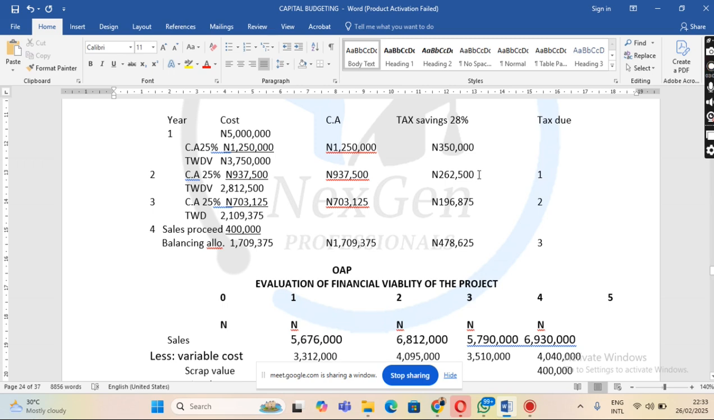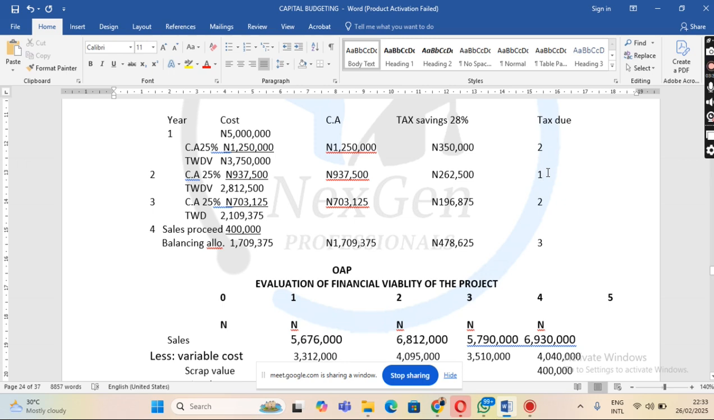Now let's look at it from another perspective, class. This is 262,500. Is that not so? And it will be paid in what? In year 3. 350 will be paid in year 1, and 350 will be paid in year 2. Then 262 will be paid in year 3. 196 will be paid in year 4. Okay.